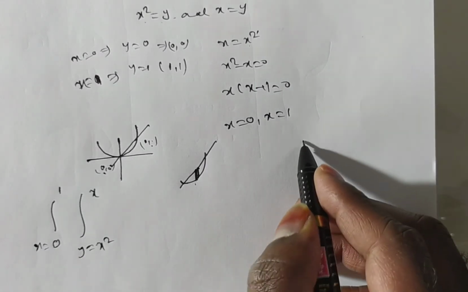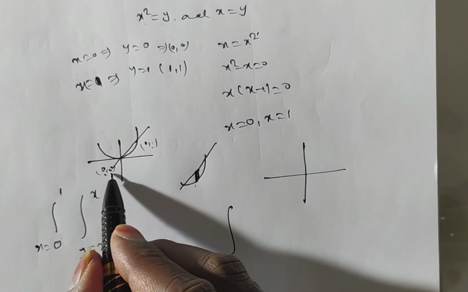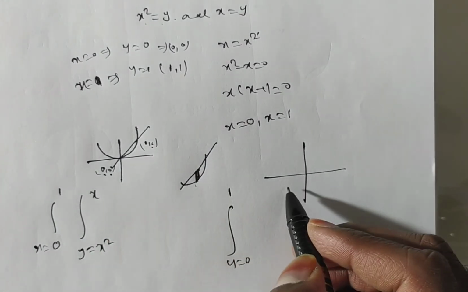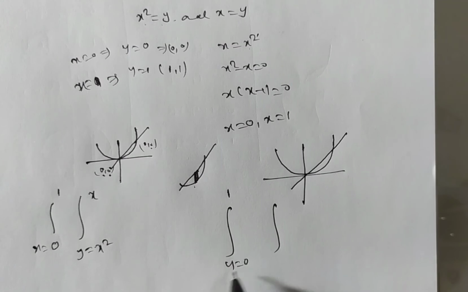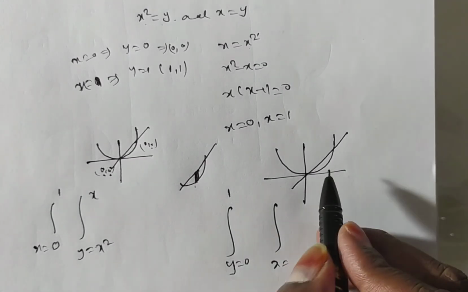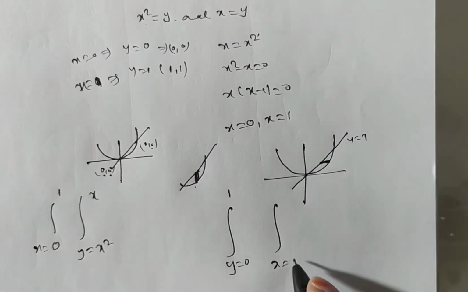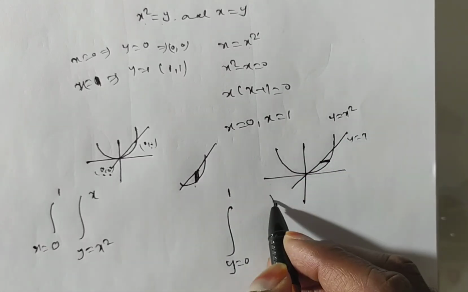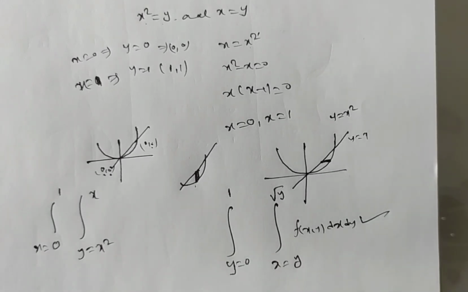Now next, if you want to take y as independent, then y starts from 0 and moves to 1, so y is equal to 0 to 1. Next I want the limits of x, so x should be the dependent limit. So draw the strip which is parallel to the x axis. For this strip, the left side curve is y is equal to x, so x is equal to y, and the right side is y is equal to x square, so x is equal to root y. So the integral is f of x comma y dx dy. That's it. Like this we can find the limits of the given region.